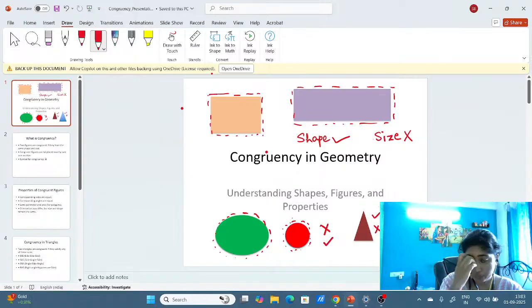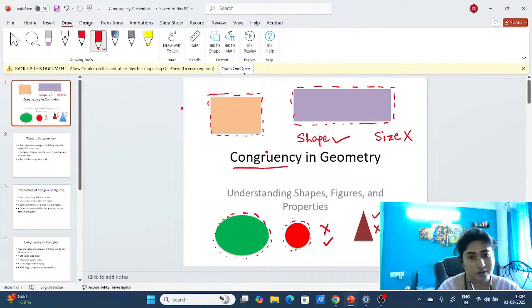So whenever in an image or in a figure there are of same shape and same size, that time we will call them what? Congruent figure. That time we will call them congruent figure. So what are the two necessary things? The necessary things are shape and size.